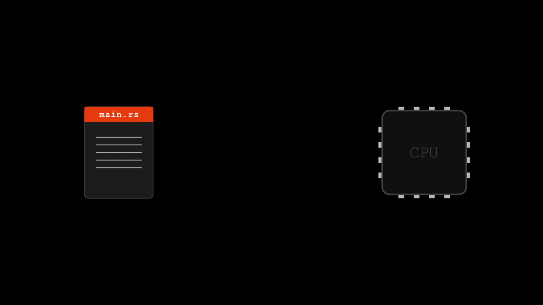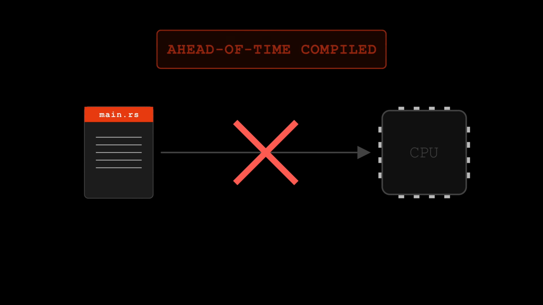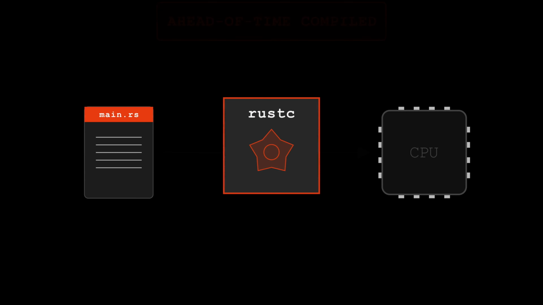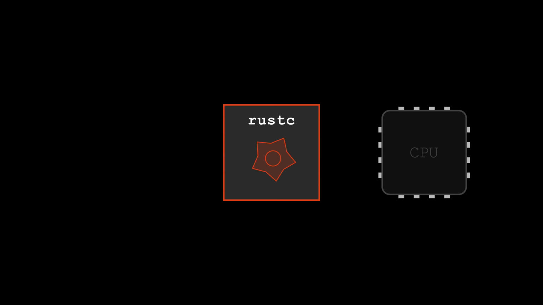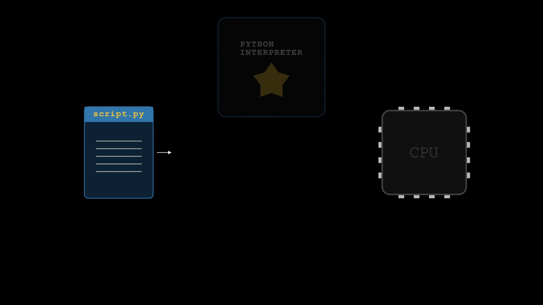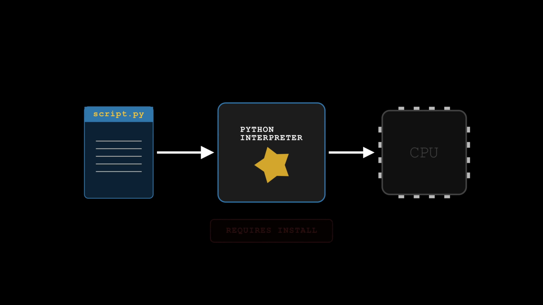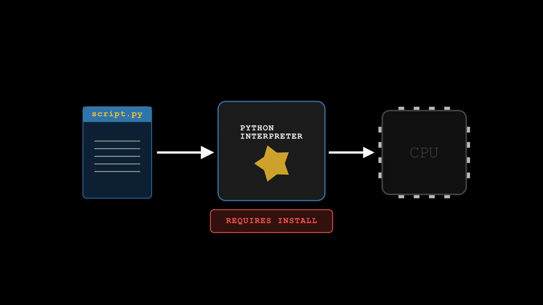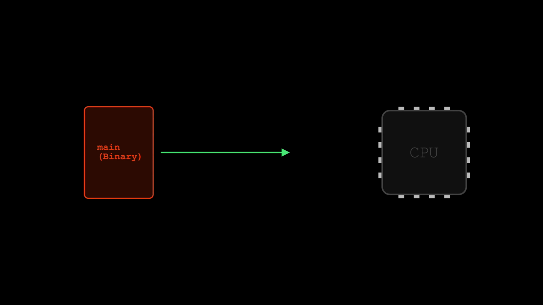Alright, we have written the code, but we can't just feed this text file directly to the CPU. Rust is an ahead-of-time compiled language. We have to force this human-readable text into raw machine logic first. If you are coming from a Python or JavaScript background, you are used to running a file immediately. But that means your user needs Python installed just to run your script.